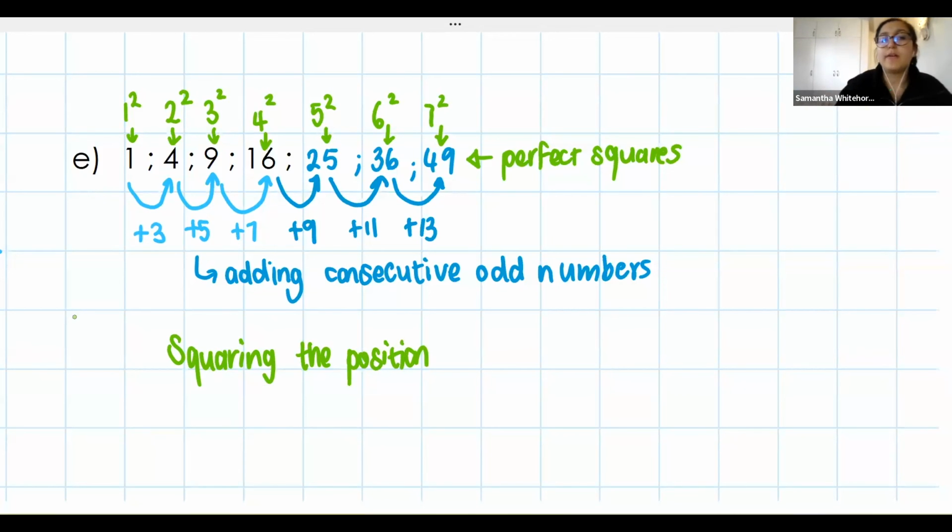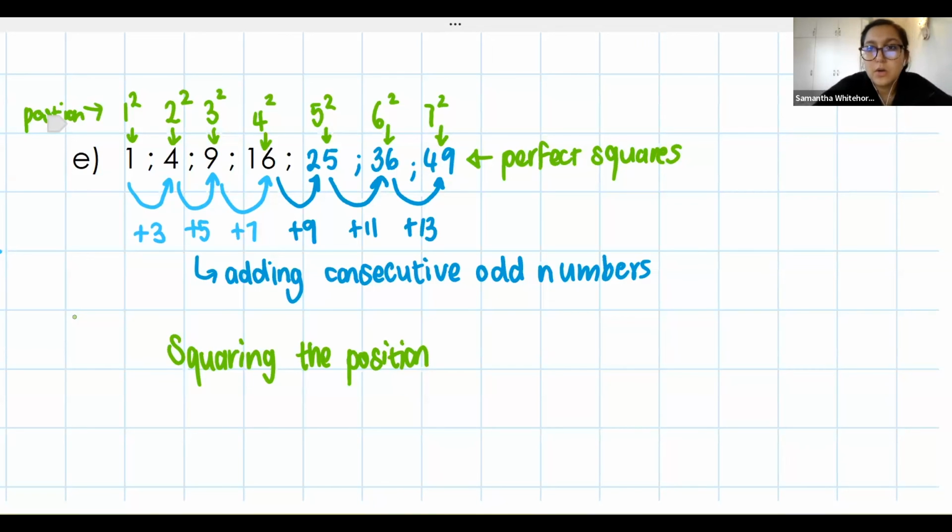So I'm saying squaring the position, and all I mean by that is this is the first term, the second term, the third term, etc. If you also notice that they are perfect square numbers, that is absolutely fine as well. Or you saw that you were adding consecutive odd numbers, also absolutely fine.